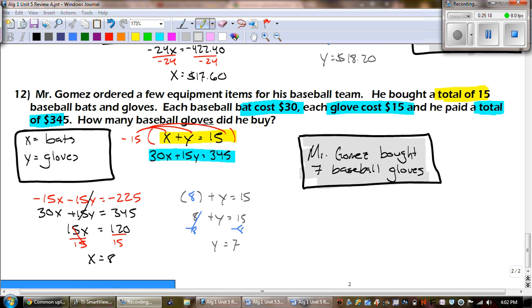Okay, and then I get my final answer of Mr. Gomez bought 7 baseball gloves. Now, I wish I would have read that before. Remember the question is asking what did they want? Well, they want to know the gloves. The gloves were the y, and that's what I ended up canceling. Now, I could have been smart and come back here and multiplied by -30 to cancel my x's, and then I could have figured out what y is right away, but no, Mr. Grice did not do that.